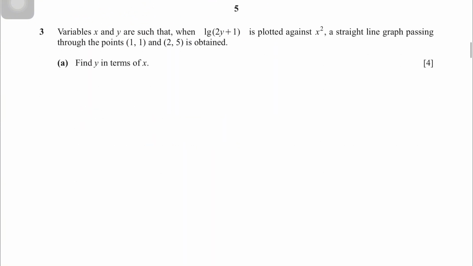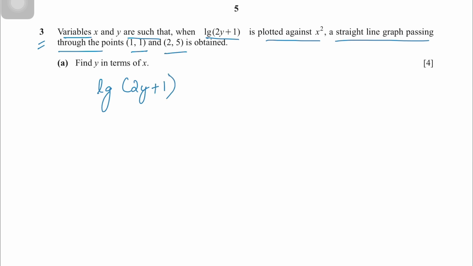So moving on, we have question 3, where variables x and y are such that when lg of 2y plus 1 is plotted against x squared, a straight line graph passing through the points (1, 1) and (2, 5) is obtained. This means lg of 2y plus 1 is our Y, m has to be found out, and our X is basically x squared. This can be written as Y equals m X plus c, where m is the gradient and this is our c.